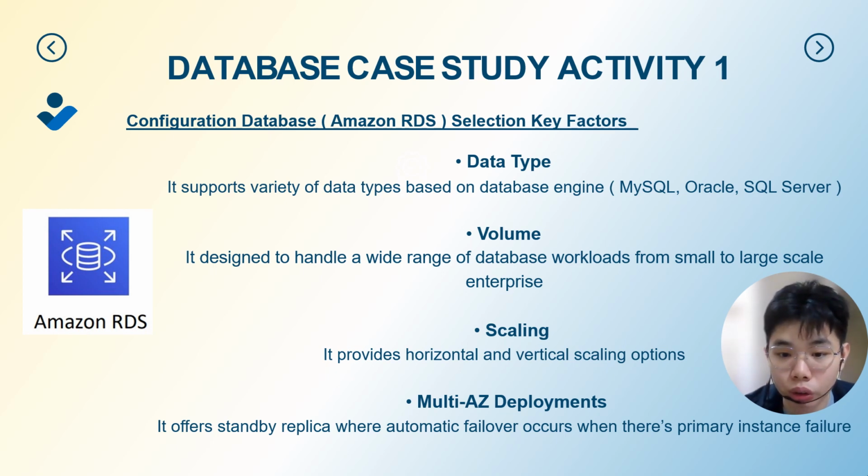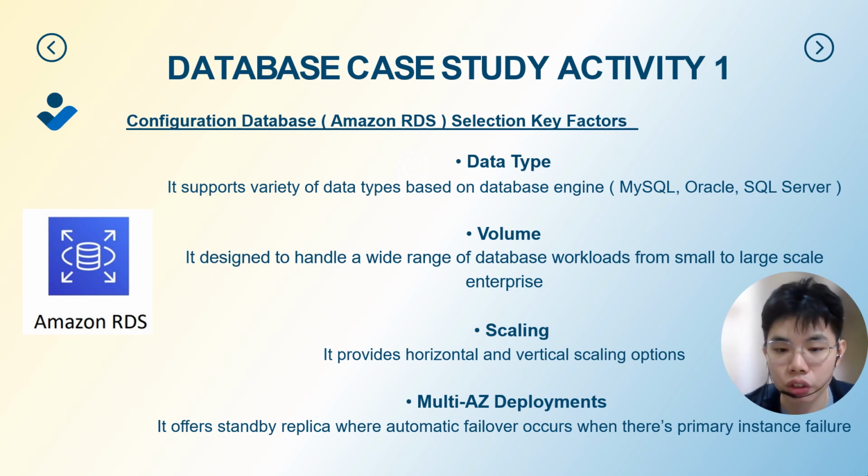Next is the volume. Amazon RDS is designed to handle a wide range of database workloads, from small to large scale enterprise. Like I mentioned just now, this company needs to support 55 petabytes. It is a very large volume, so we need a very good Amazon cloud storage service to support it.